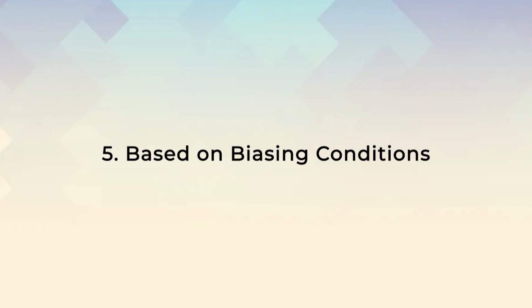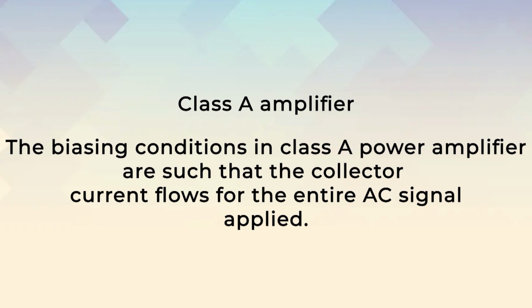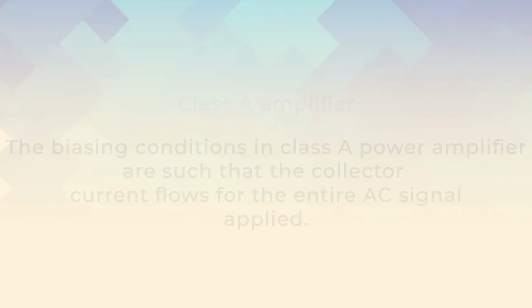Now, next classification is based on the biasing condition, depending upon their mode of operation. There are class A amplifier, class B amplifier, class C amplifier and class AB amplifier. First one is class A amplifier. The biasing conditions in a class A power amplifier are such that the collector current flows for the entire AC signal applied.